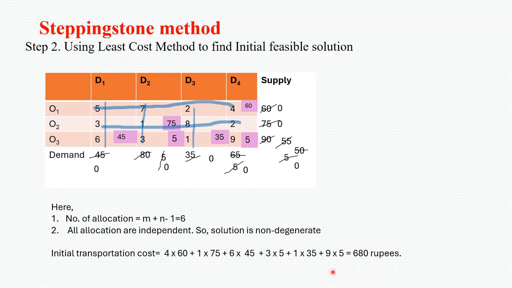To check whether the solution is optimal or not, we have to do the optimality check. Step 3. Find the optimal solution using Steppingstone method.